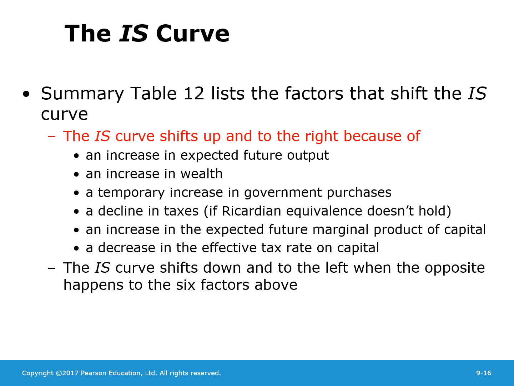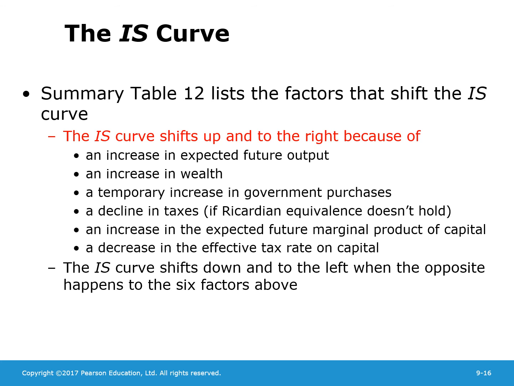So when the interest rate that clears the goods market increases, how will you shift the IS curve? You will shift it up and to the right, because we have constant output and the IS curve now is at a higher interest rate. For the constant output, we have a higher interest rate. So this factor also will lead to a shift of the IS curve up and to the right.